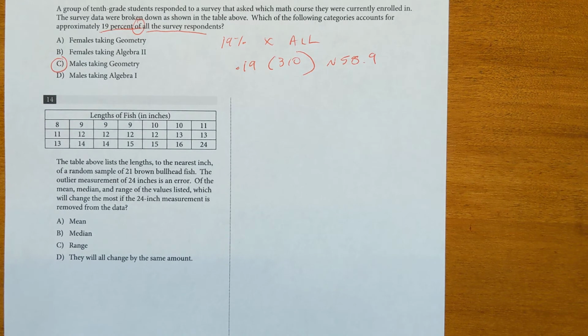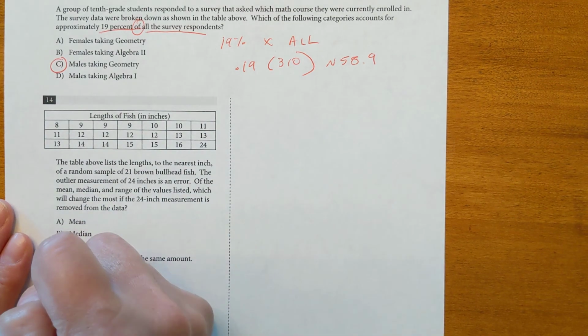Okay, number 14. The table above lists the lengths to the nearest inch of a random sample of 21 brown bullhead fish. The outlier measurement of 24 inches is an error. Of the mean, median, and range of the values listed, which will change the most if the 24-inch measurement is removed from the data? Okay, the answer is C, the range.